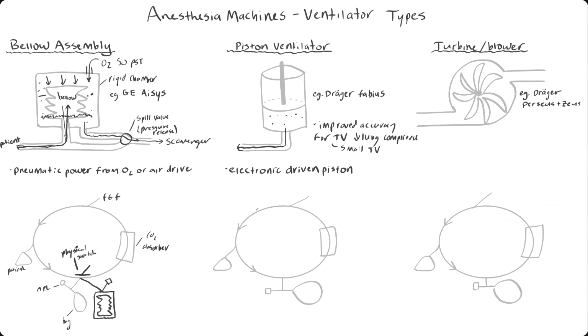Let's draw this onto our circle system, and the ventilator is actually in a different place in the system than the bellows assembly is. So instead of being at your bag, the piston vent is going to be just before your inspiratory unidirectional valve. So just after your fresh gas flow and before your inspiratory unidirectional valve.